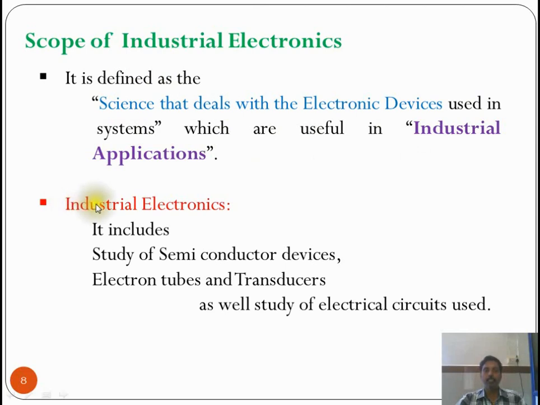So now we can go on. What is industrial electronics? This includes a study of semiconductor devices, electron tubes, transducers, as well as a study of the electrical circuits which are used in them. This is the scope of industrial electronics.